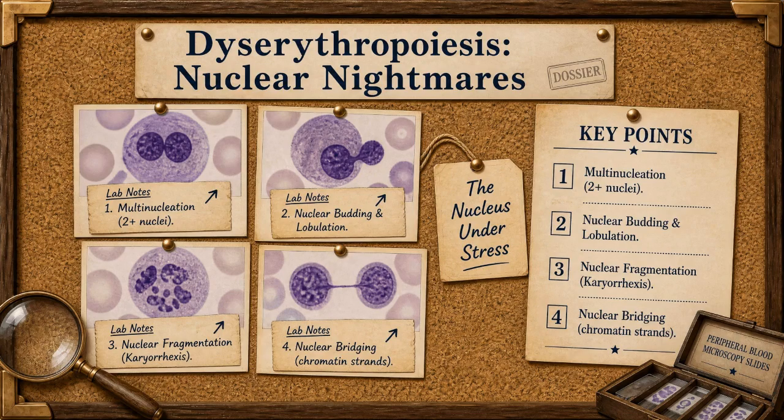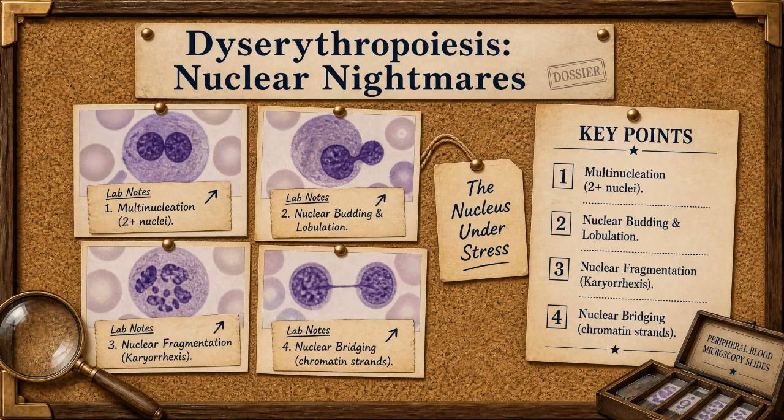Finally, we have irregular nuclear shapes, which is a general term for any deviation from the normal round or oval nucleus. This can include bizarre, angular, or otherwise distorted nuclear contours. All these abnormalities collectively point to a fundamental problem with the genetic machinery and division processes within the erythroid precursors.